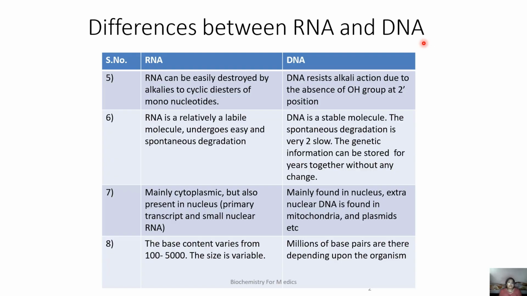Now, RNA is mainly cytoplasmic but also present in the nucleus, as primary transcript and small nuclear RNA. Whereas DNA is mainly found in the nucleus, extranuclear DNA is found in mitochondria and plasmids, etc. The base content of RNA varies from 100 to 5000. The size of DNA is very large, billions of base pairs depending upon the organism.